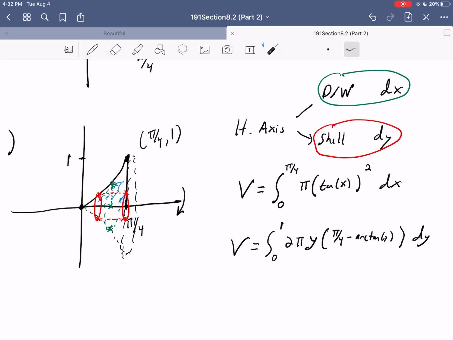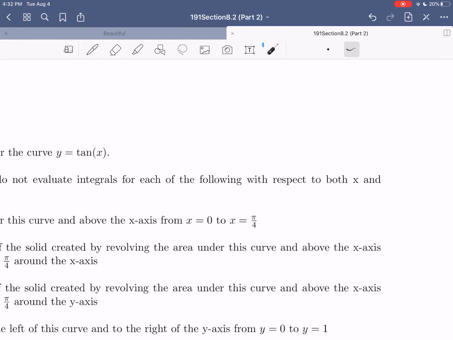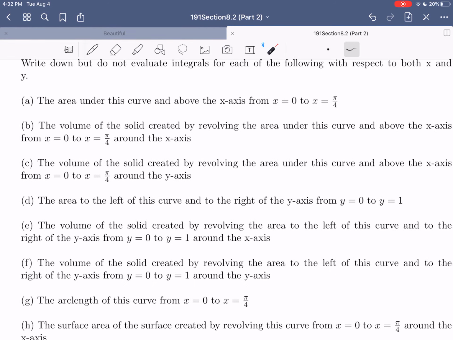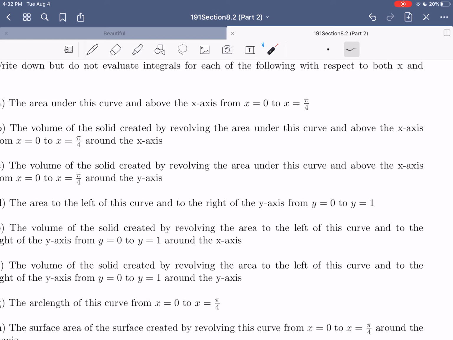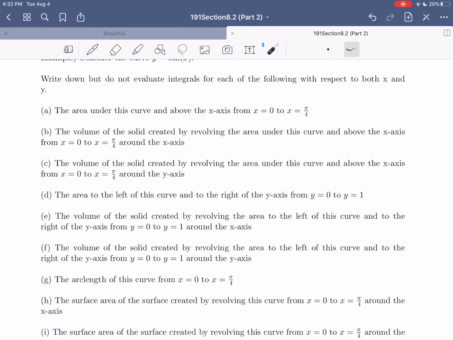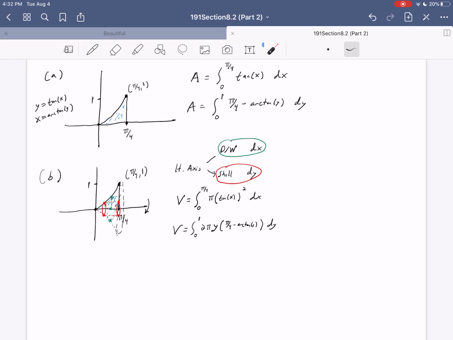All right, let's go ahead and get to our next one. Also a little bit of review. We want to do the volume of the solid created by revolving the area under this curve and above the x-axis from x equals 0 to x equals pi over 4 around the y-axis. So same region, but different axis of revolution. So let's go ahead and take a look at that.